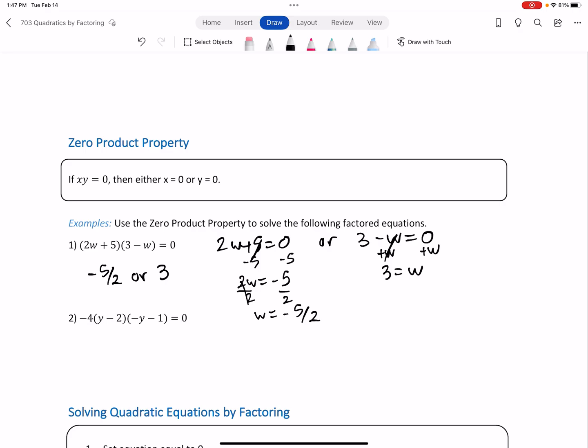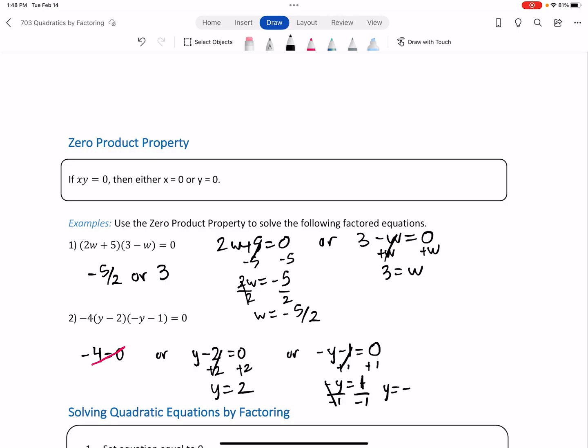If there are 3 factors, as in this second example, I can say negative 4 is 0, or y minus 2 is 0, or negative y minus 1 is 0. Negative 4 can't equal 0, though, so that doesn't help me at all. That doesn't give me any solutions. I'm going to add 2 to both sides to get y is 2. I'm going to add 1 to both sides to get negative y is 1. I'm going to divide by negative 1 to get y equals negative 1. So there are, again, 2 solutions to this equation. Y is 2 or y is negative 1.